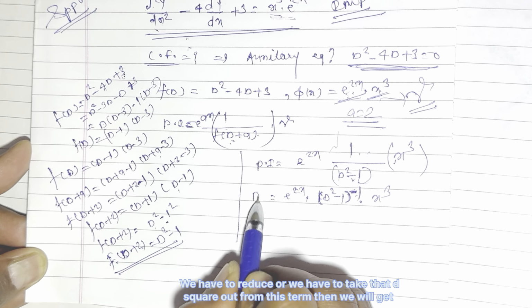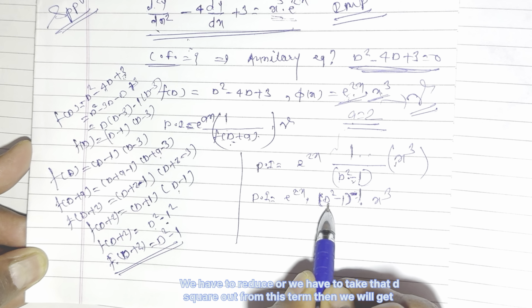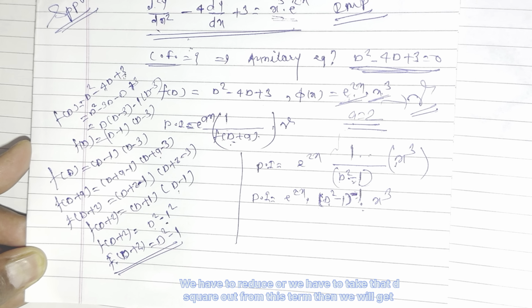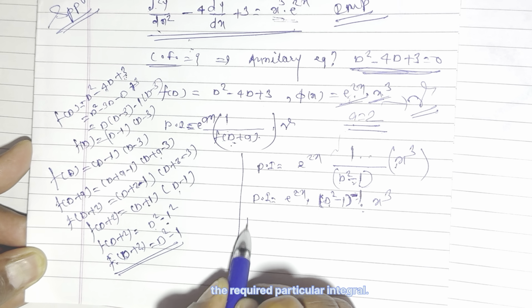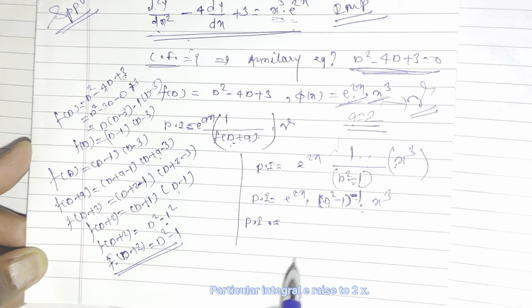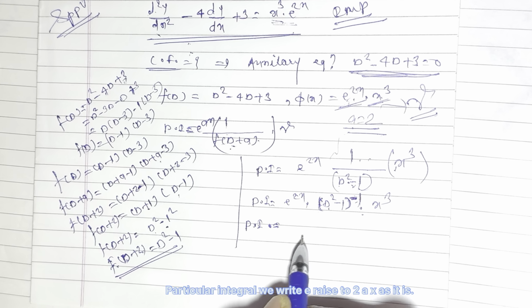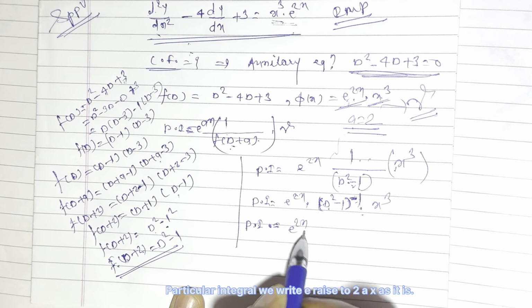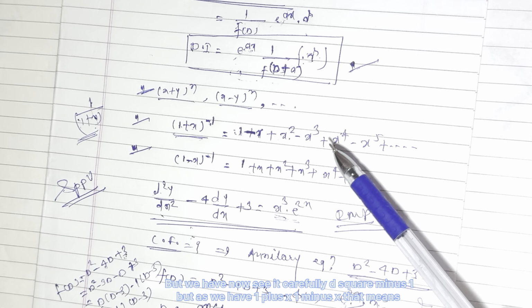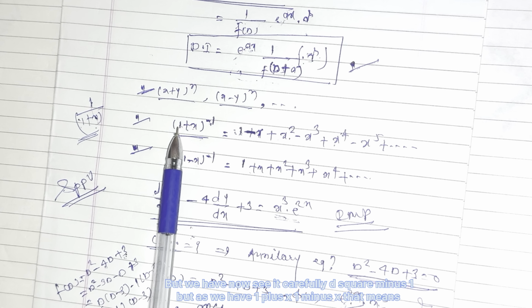Yes, we have to take that d square out from this term, then we will get the required particular integral. For the particular integral, we write e raised to 2x as it is. Now see that d square minus 1 to the power minus 1. Now see it carefully.